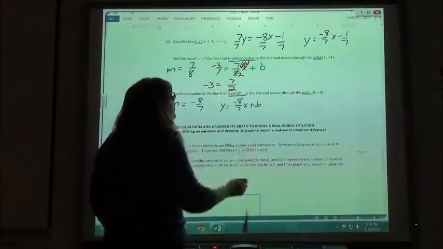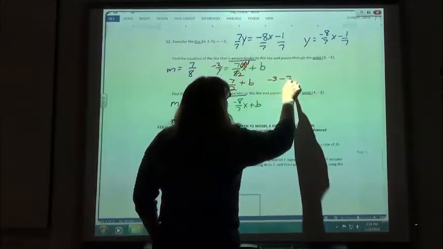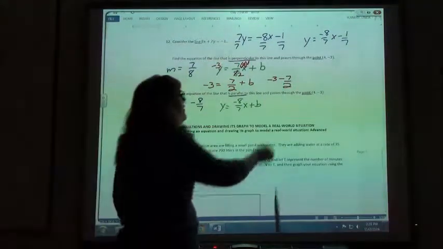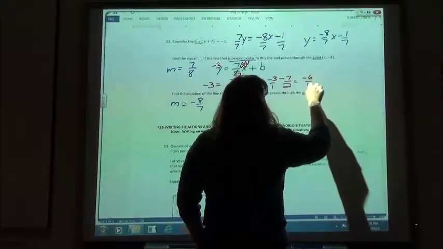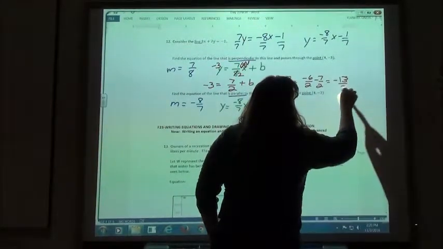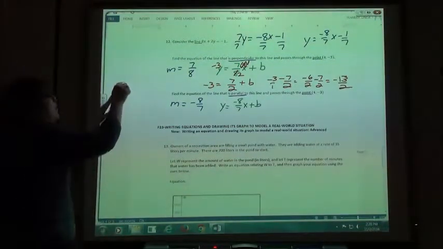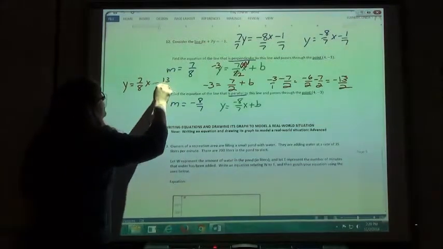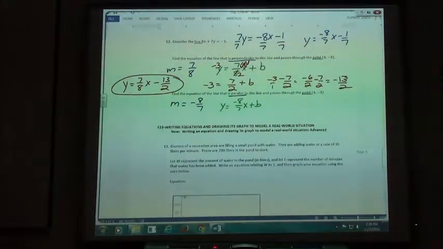So I get 7/2. So I'm going to take -3 and subtract my 7/2 because I have to move the 7/2 over to the other side. Since that's over 1, I'm going to take 2 times -3, which would be -6/2, minus 7/2, which is -13/2. So my equation, y equals 7/8 x minus 13/2. And that's the equation of my perpendicular line.